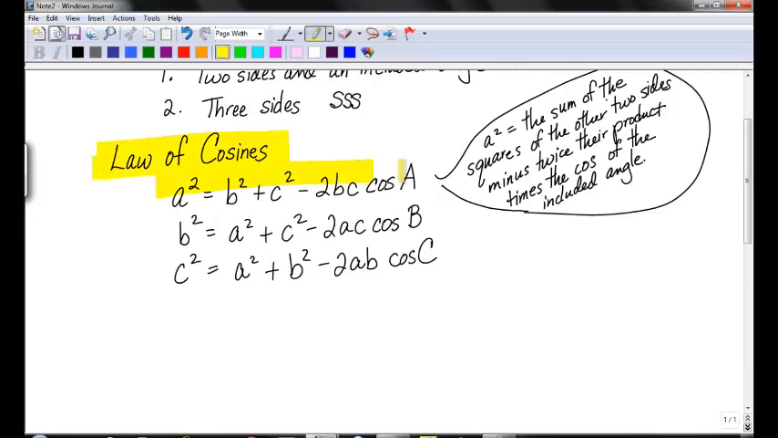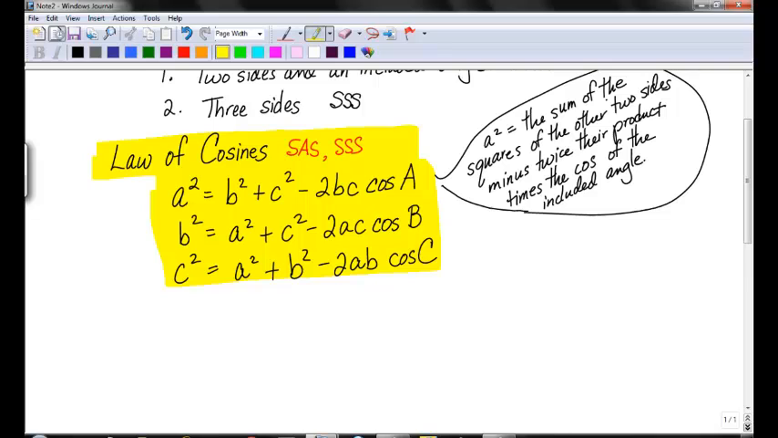Now we're going to stop for a minute. I want you to write these on your card. And I also want you to put when you use it: you use it for side angle side and side, side, side. And we're still doing oblique triangles.